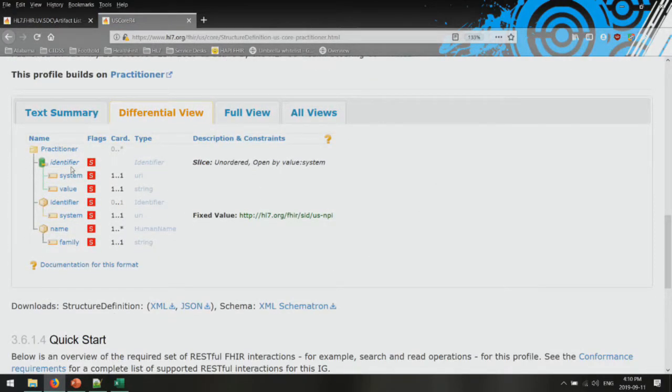So there we go. We have an identifier, and that's what someone was asking about, whether you can slice by identifier, and that's exactly what that is.